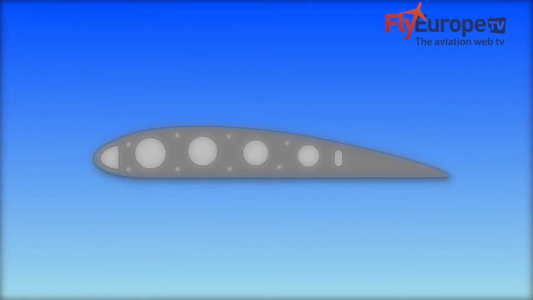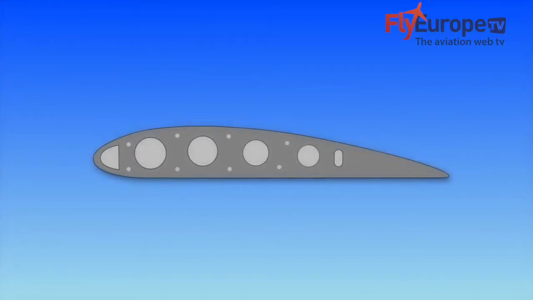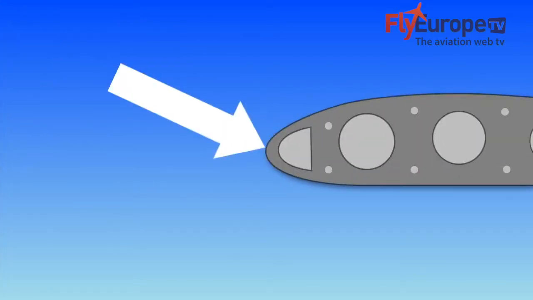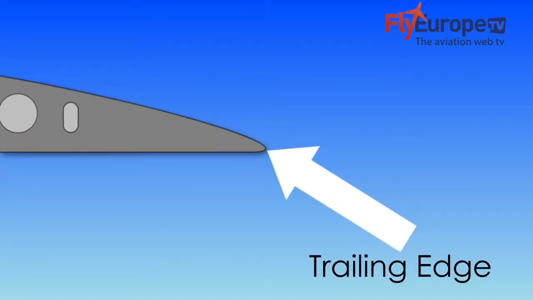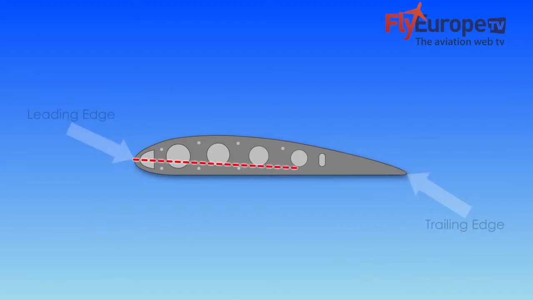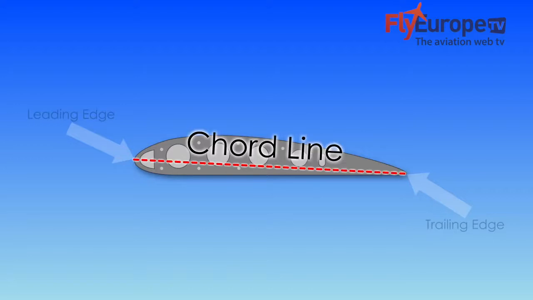Before we get too in-depth, let's introduce a few new terms. The forwardmost point of the wing is called the leading edge. The aftmost point is called the trailing edge. If we connect these two edges together with an imaginary line, this line is called the chord line.